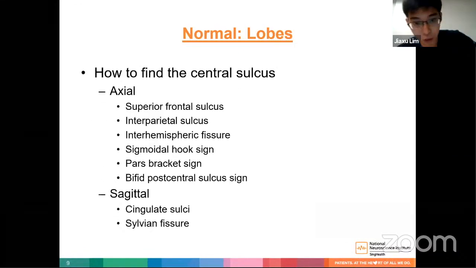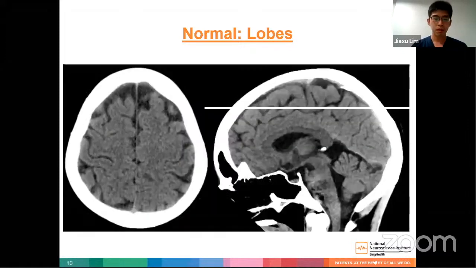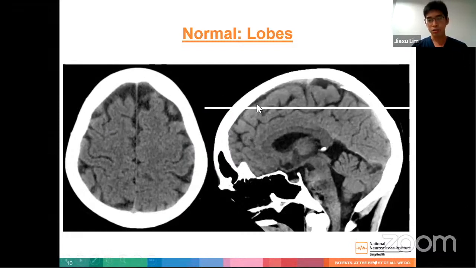Let's start with the lobar anatomy. To figure out exactly which part of the cerebral cortex we are on, we need to know exactly where the central sulcus is. Now, there are many ways to figure out where we are exactly. I'll just take two of the more common and my favorite ways to identify the central sulcus and share them with you. This is an axial CT scan, corresponding to a rather high cut on the sagittal scan beside it.